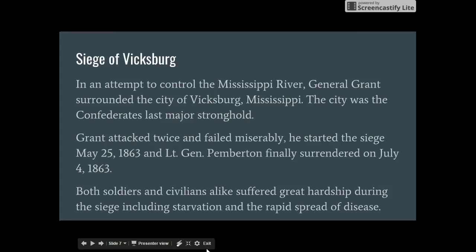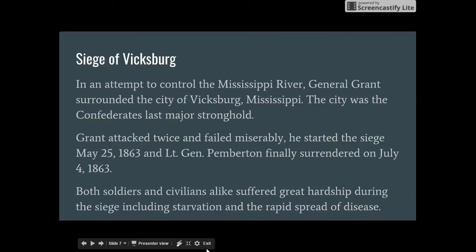And he failed. Many of his men were injured or killed, and they were not able to take the city. So instead of giving up or continuing to attack, Grant said, hey, we're just going to dig in and we'll wait them out. And that's what they did. They dug trenches and did not allow anything or anyone to come and go from the city of Vicksburg, Mississippi, starting in May of 1863. By July 4th, the Confederates gave up.